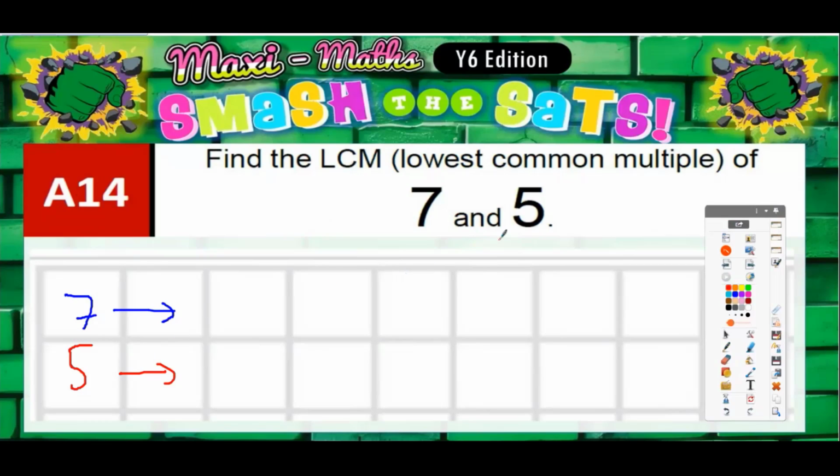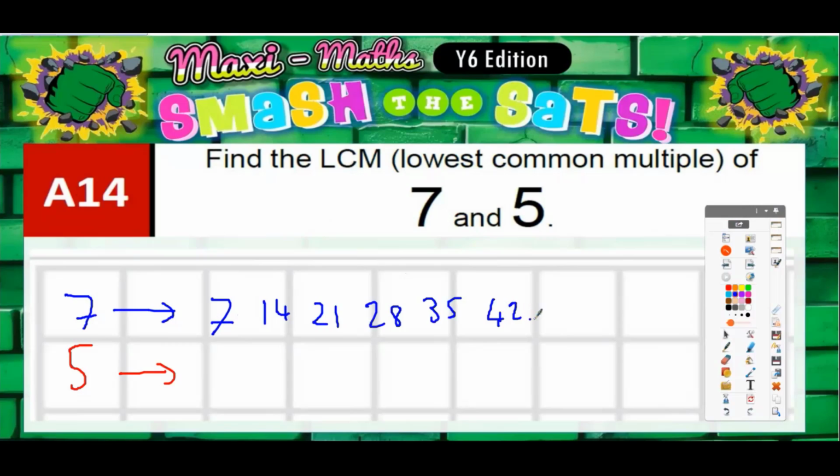Question 14, find the LCM, the lowest common multiple of 7 and 5. Now, what we're going to do is multiples of 7 on one line and multiples of 5 on the other line. So multiples of 7 are basically the 7 times table. So 7, 14, 21, 28, 35, 42.